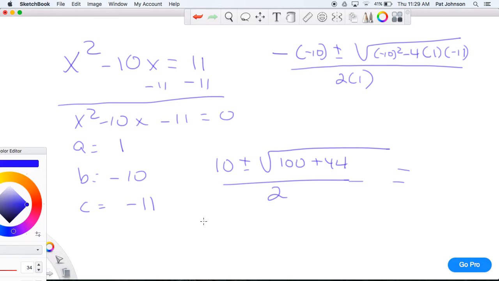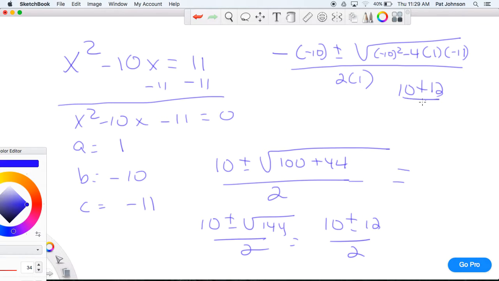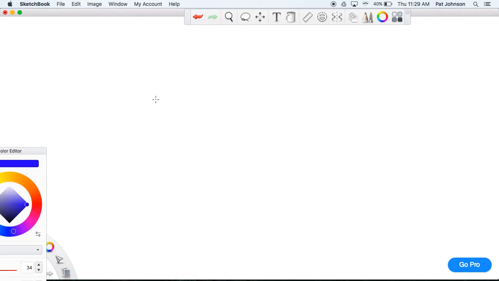And I get 10 plus or minus the square root of 144 over 2, or simply 10 plus or minus 12 over 2. And 10 plus 12 over 2 is going to be 11. 10 minus 12 over 2 is going to be negative 1. And those are my roots and solutions. And how do I check it? I put it back into my function to make sure I get 0, because y has to equal 0. That's pretty simple, right to the formula.